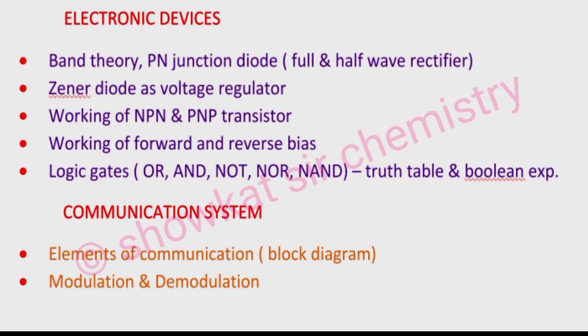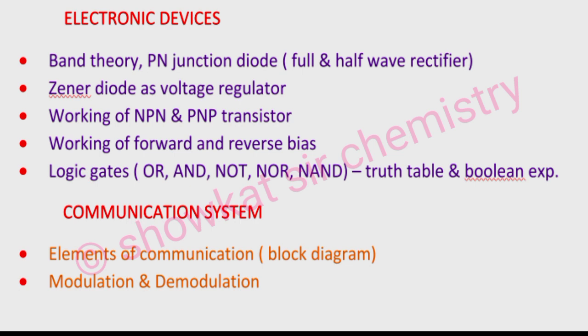And very important are logic gates: OR, AND, NOT, NAND, and NOR. What you have to study about these are the truth table and Boolean expression. Next and the last unit is your communication system. It carries 5 marks. So here you will study elements of communication system, modulation and demodulation.